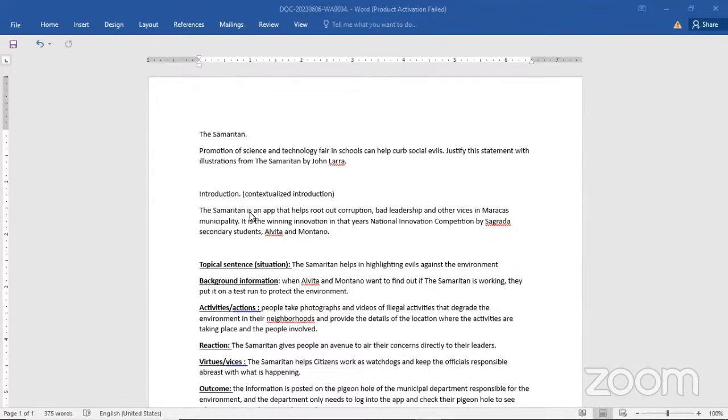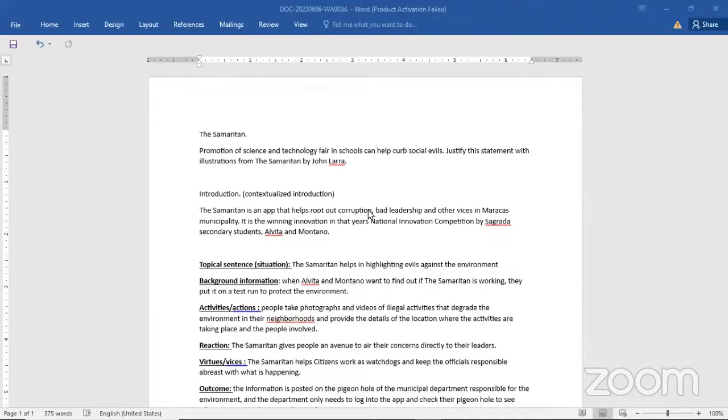So I'm talking about the Samaritan is an app that helps root out corruption. So I've talked about social evils in my question here. I'm talking about an app, which is technology. Then I continue, root out corruption, bad leadership, and other vices in Maracas municipality. Now I need to talk about how promotion of science and technology fair in schools is going to be integrated in my introduction. This is the winning innovation in that year's national innovation competition by Sagrada Secondary School. So I've brought in that aspect, that promotion of science and technology in schools can help curb social evils.